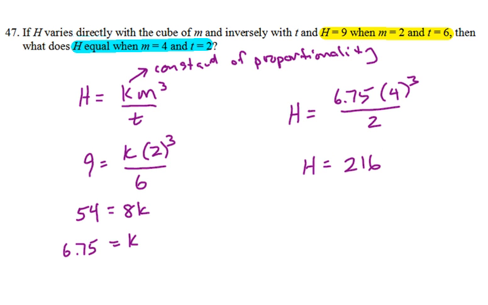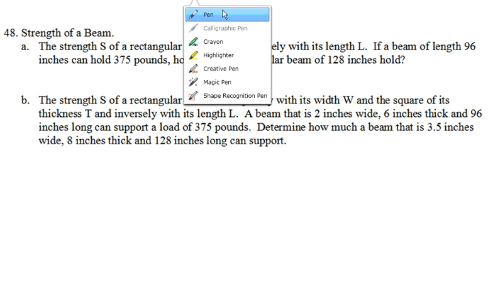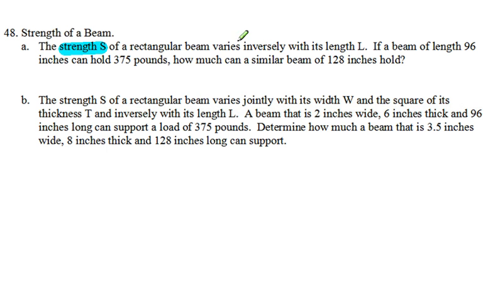All right, let's go to the next problem, which is set in a situation, but the same process. The strength S, and let's just highlight this as we go along, the strength S varies inversely with the length L. So that's going to lead us to the equation that says S equals K, there's my constant again, and it's inversely with L, so L goes in the denominator. So if a beam has a length of 96, that goes in the bottom where length is, it can hold 375 pounds.